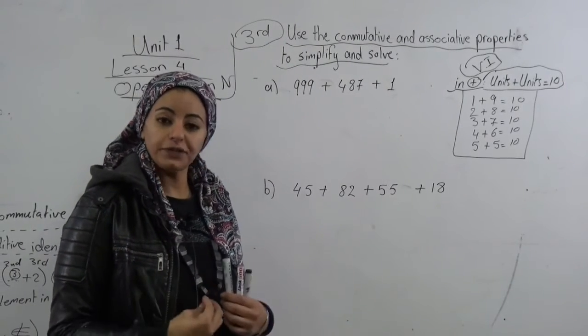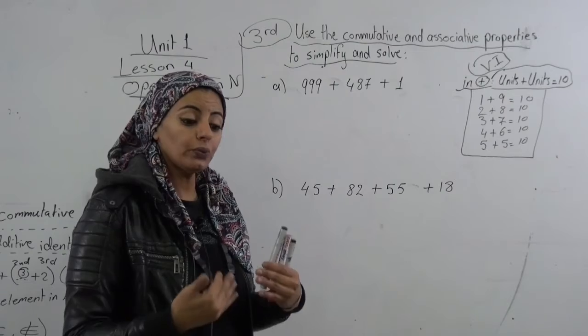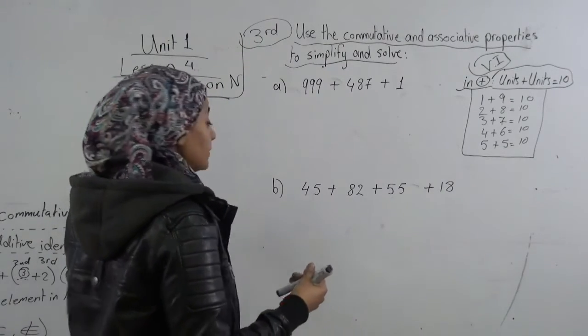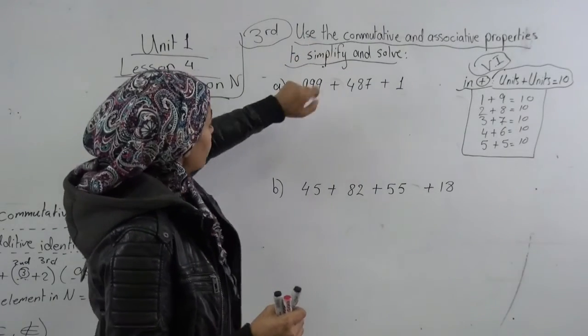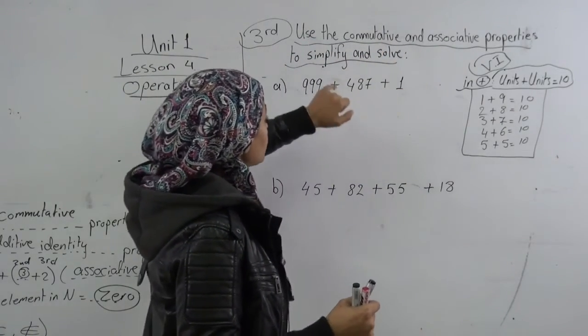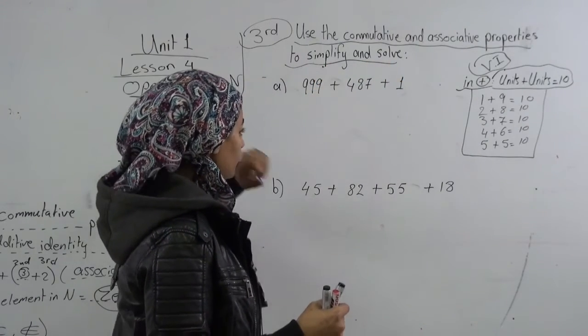If you have an ability, if you can play football, you will go and play football. You will use these abilities. Now, after we knew that addition has properties, let's use them. Number 3, use the commutative and associative properties to simplify and solve these problems.